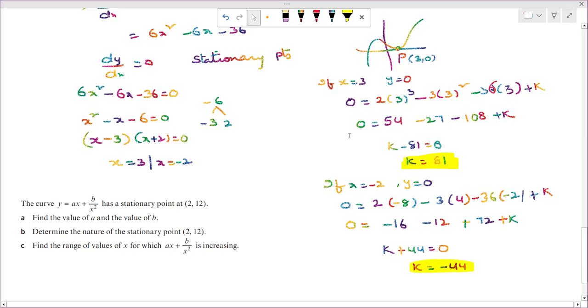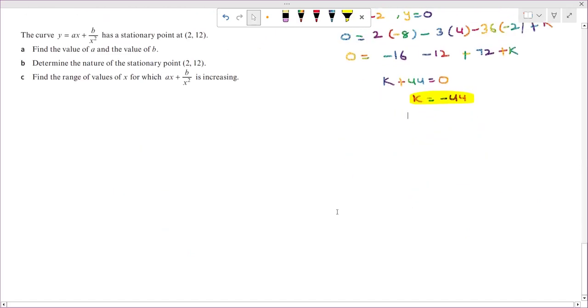Now next question. See this question. The curve y is equal to ax plus b by x square has a stationary point at 2 comma 12. Find the values of a and b. Determine the nature of the stationary point 2 comma 12. Find the range of values for which this function is increasing.